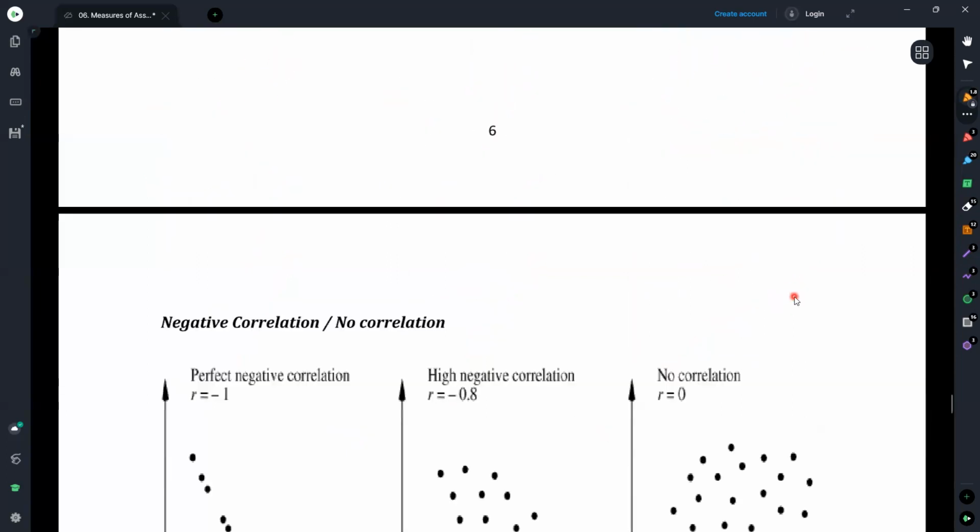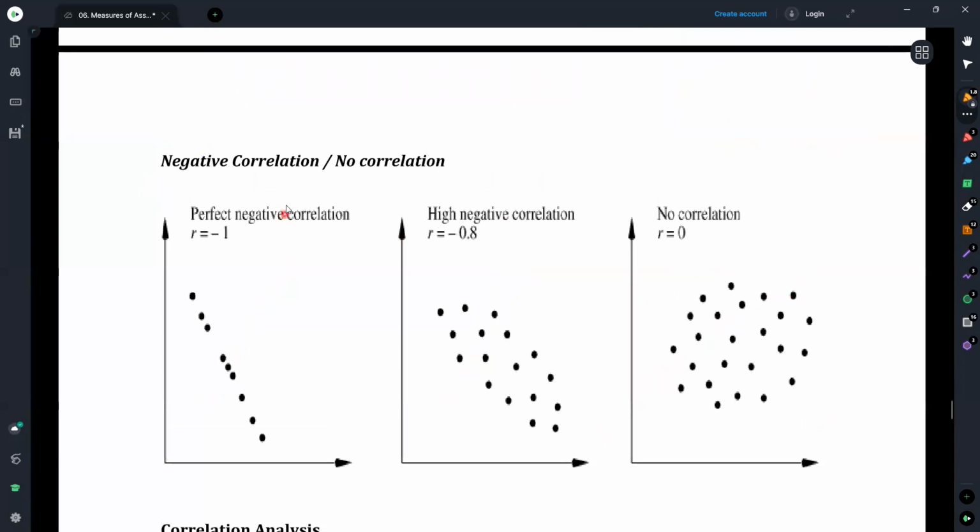And now if you move to the next set of diagrams, these are the diagrams which I have used to show the negative relationship as well as the no correlation. Here, if you look at the first diagram, as the value of x increases, the value of y is decreasing. But all the points are just on the fitted line. That's why we can say that it is a perfect relationship, because all the points are on the fitted line.